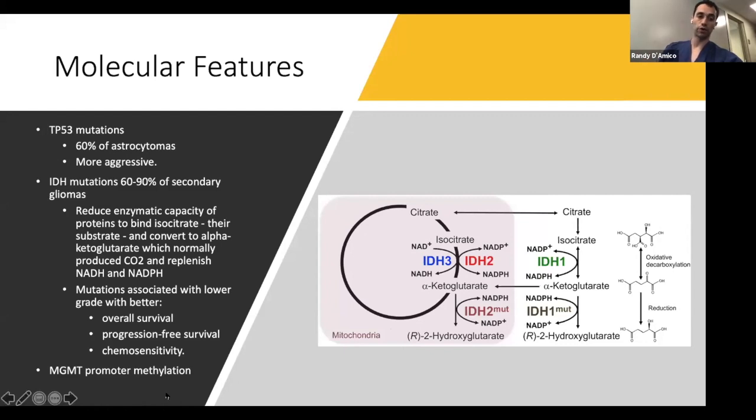And then MGMT promoter methylation has to do with basically the tumor's response to temozolomide, which is our key chemotherapy for glioblastoma at this point. That's the drug that showed the best prolongation of overall survival when being treated, right?